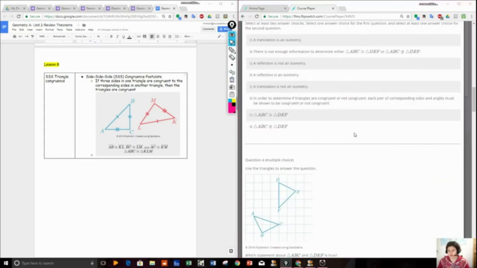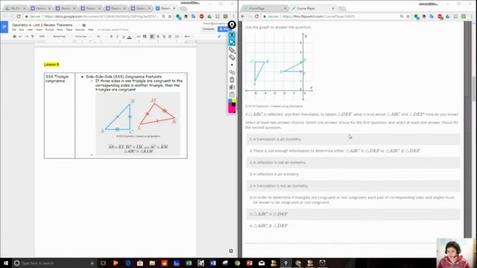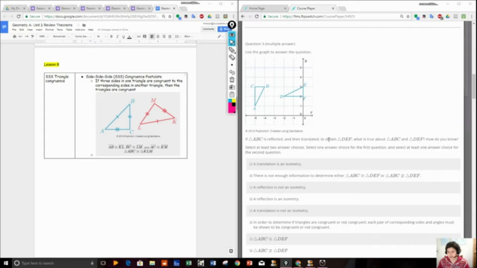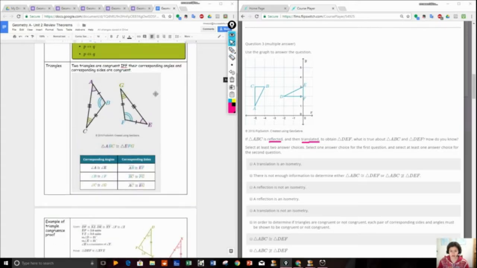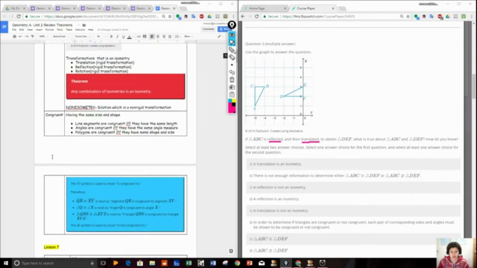Okay, then we're going to go to question 3. If triangle ABC is reflected and then translated to obtain triangle DEF, what is true about triangle ABC and DEF? How do you know? Select at least 2 answer choices. Select one answer choice for the first question and select at least one answer choice for the second question. Okay, so we're told that the triangle is reflected and then translated. And I'm thinking back, okay, those sound familiar, and I want to see if reflection and translation are anywhere in these notes, and they are.